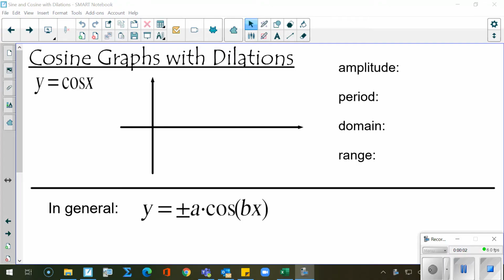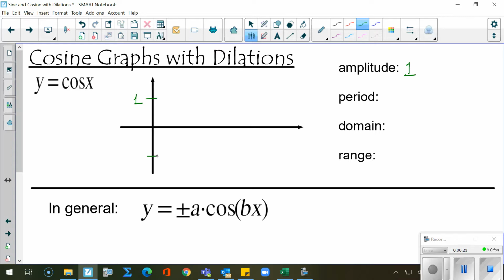You've already graphed sine function with dilations. Now we're going to graph cosine with dilations. Let's review parent function for cosine. The coefficient is 1, which makes the amplitude 1. And that has our graph go up 1 from the horizontal and down 1 from the horizontal, so that the range is -1 to 1.